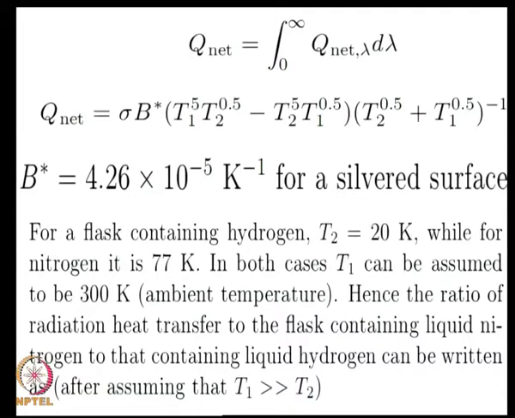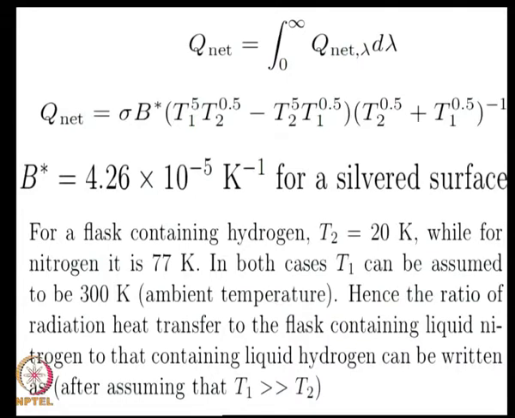Notice that this is very different from the simple expression involving T to the power of 4 that we obtained for gray, diffuse, isotropic surfaces. This is much more complicated, involves T1 to the power of 5, T to the power of 0.5, T to the power of 5 and so on, and you won't expect this expression to show a simple dependence of heat transfer rate to delta T.